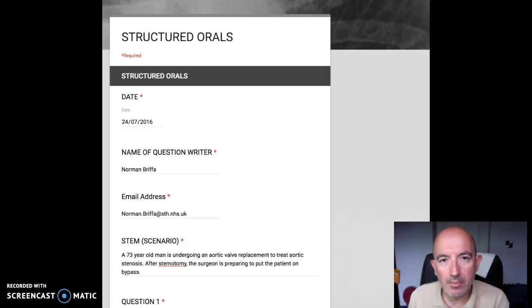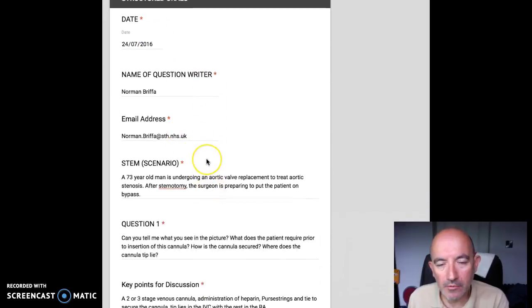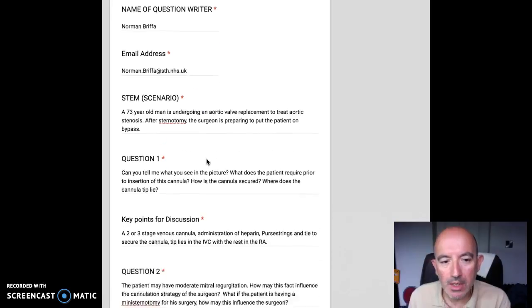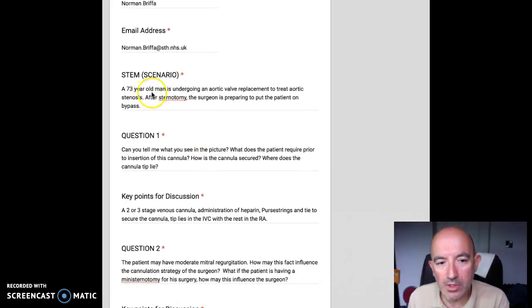The next page is the part where the question itself is written. As you can see, there's a date, the name of question writer, email address. I filled all these in already. The stem or the scenario: a 73-year-old man is undergoing aortic valve replacement to treat aortic stenosis. After sternotomy, the surgeon is preparing to put the patient on bypass.